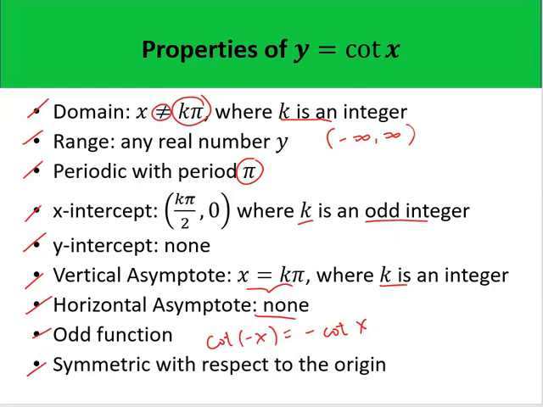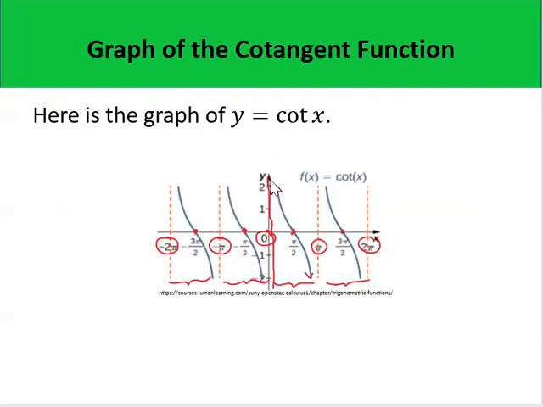And it is symmetric with respect to the origin. Which means if we fold the graph along the y-axis and then followed by a fold on the x-axis, the graph will just overlap.